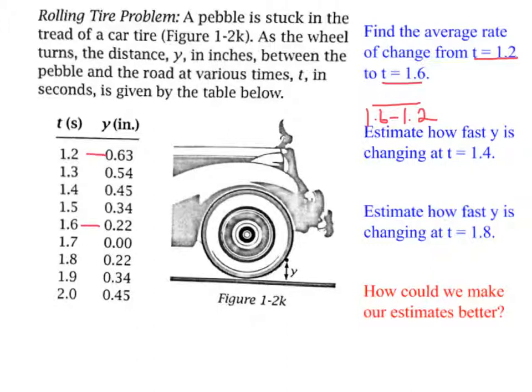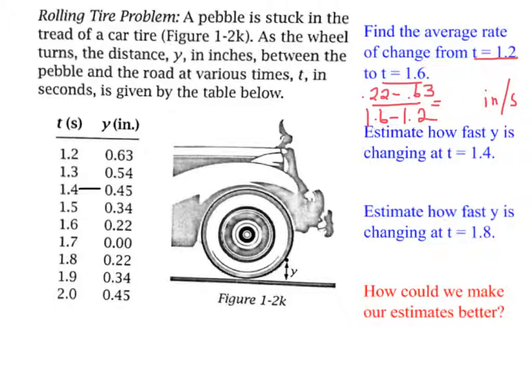So let's do 0.22 minus 0.63. Okay. And we could calculate that. Now, in the interest of time, I'm going to just kind of move through this a little bit. The unit would be inches per second, okay, because it's a rate of change. Now, moving on here, the next question says, how fast is it changing at 1.4? So now I'm saying, well, okay, I don't want to know on average.